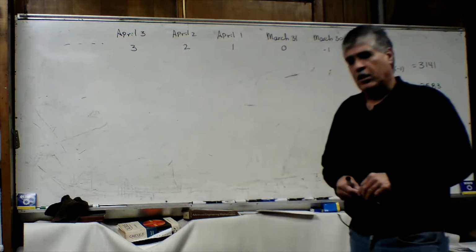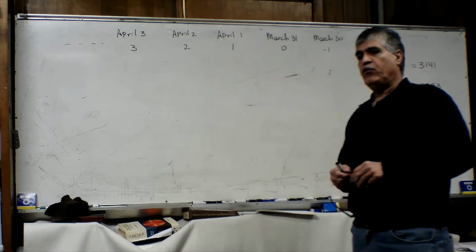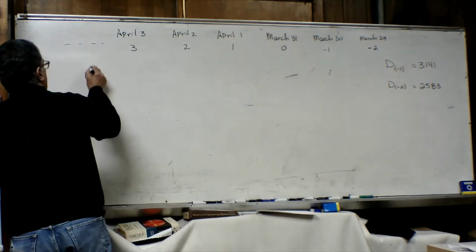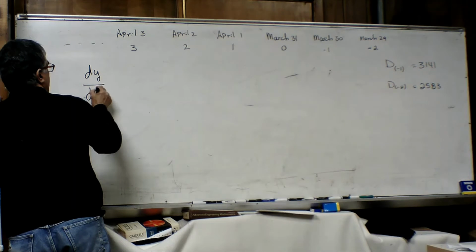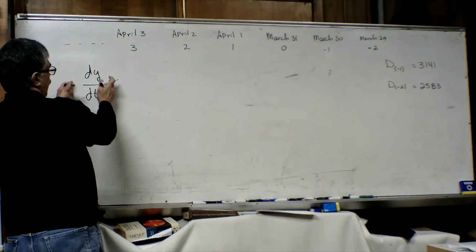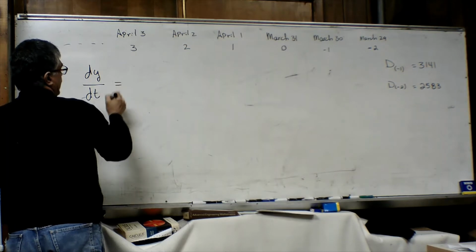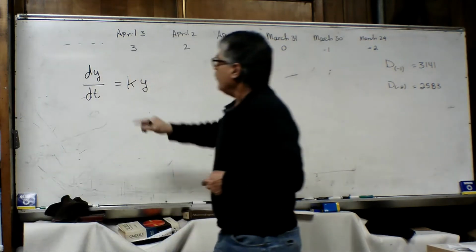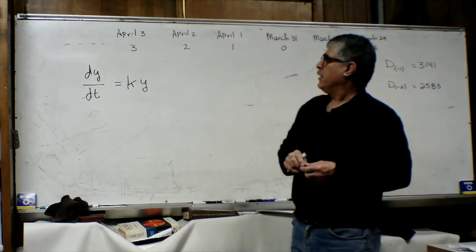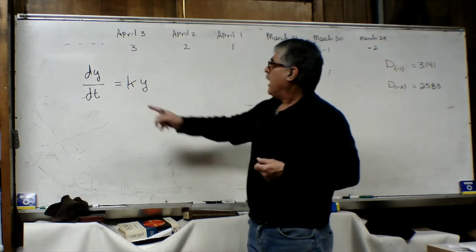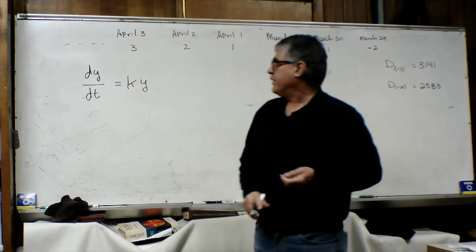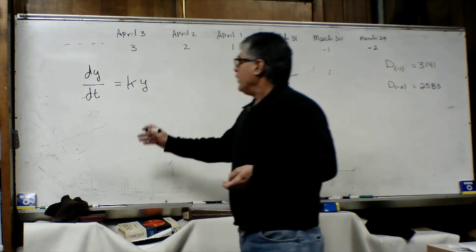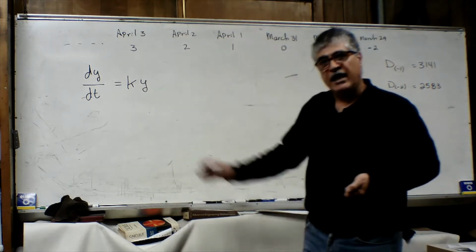The general differential formula for a growth rate is written as dy over dt, the change of y with respect to t, is equal to k times y, where y is the population, t is the time, and k is the growth rate. So let's go ahead and solve this differential equation. We can use the separation of variable method.